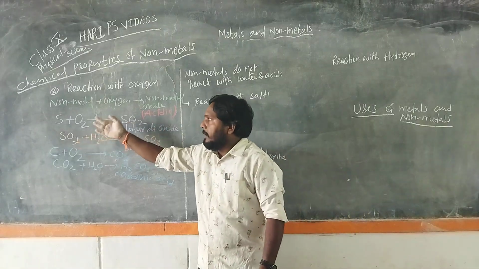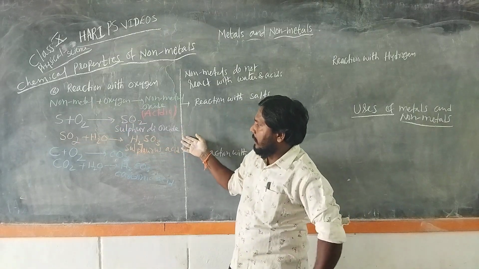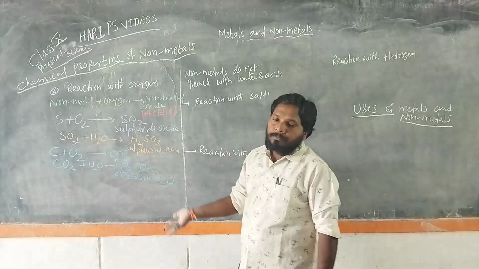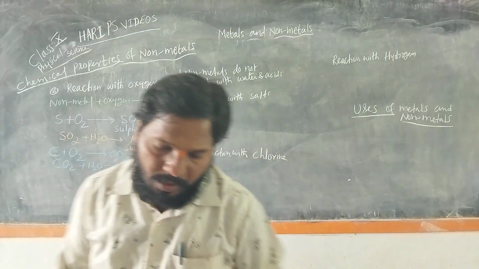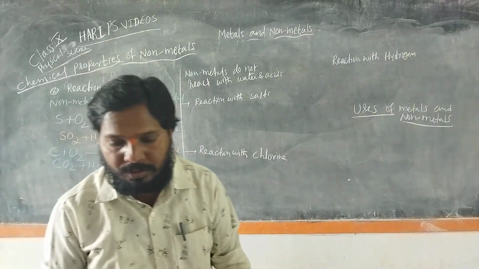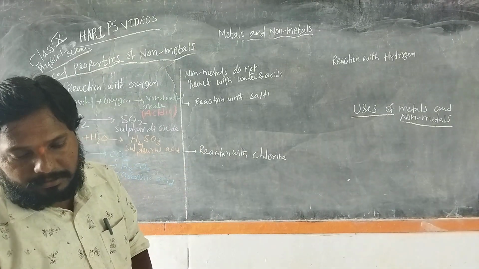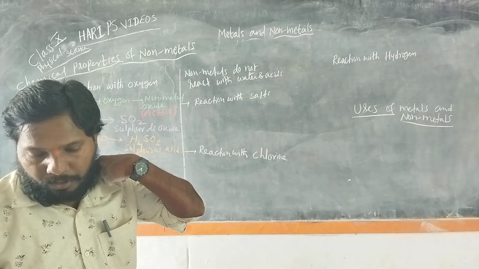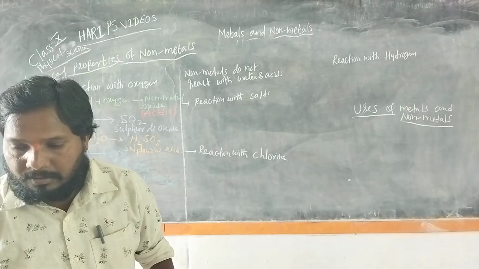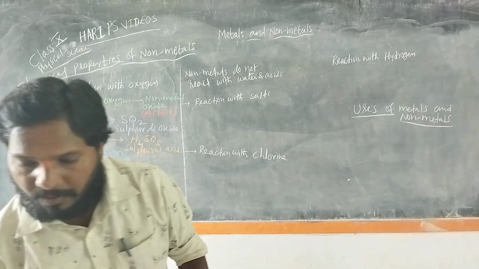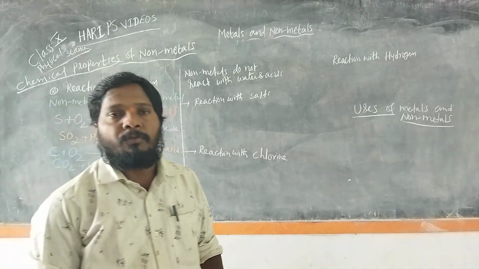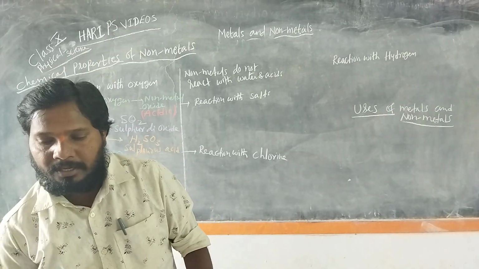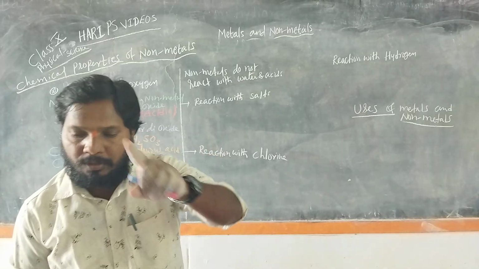Example: sulfur reacts with oxygen and gives sulfur dioxide. Carbon reacts with oxygen and gives carbon dioxide. So non-metals react with oxygen to form acidic oxides and neutral oxides. The acidic oxides dissolve in water and form acids: carbonic acid, sulfurous acid. A solution of sulfur dioxide, carbon dioxide or nitrogen dioxide in water turns blue litmus to red.